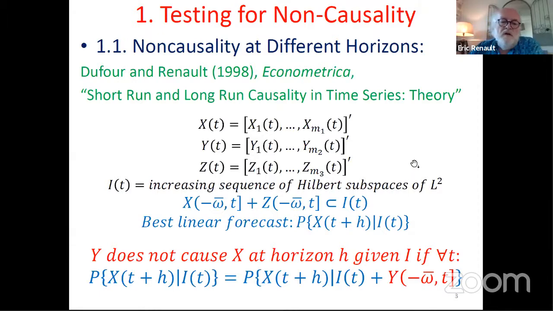Anyway, the question of causality at horizon h is the fact that now we consider the improvement of forecasting when you forecast at horizon h, which has not been so much studied in the literature. So the question is whether Y helps to forecast X, given some environment where you also have some variable Z.